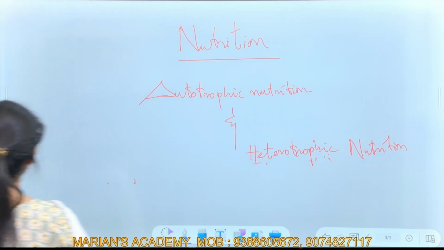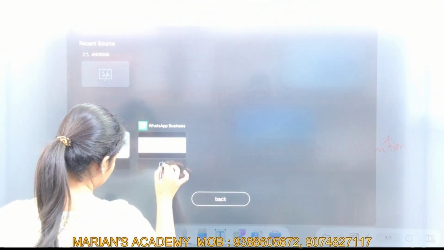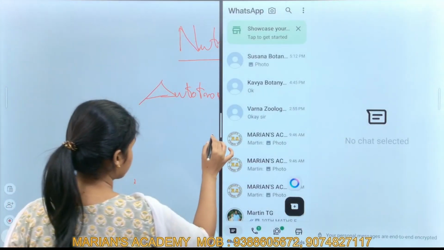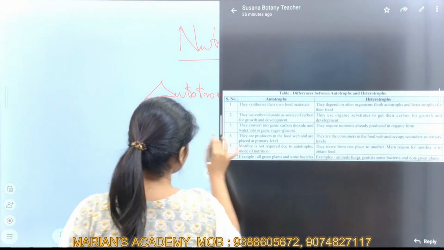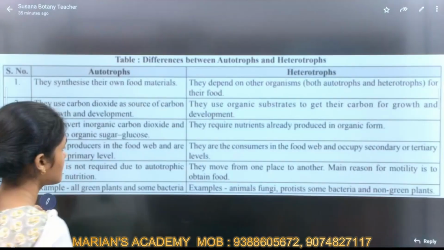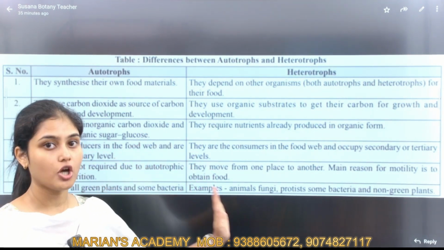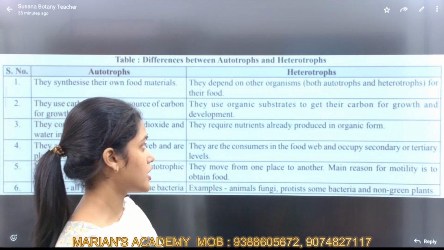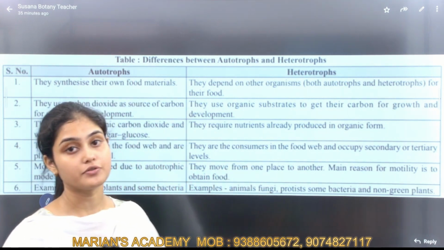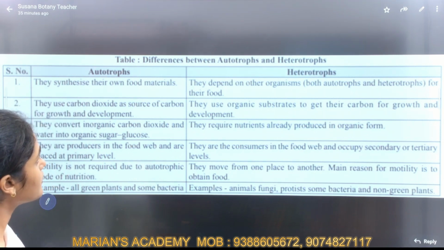I'll just show you the basic differentiation between them. See this difference between autotrophs and heterotrophs. The organisms which undergo autotrophic nutrition are called autotrophs, and the organisms which undergo heterotrophic nutrition we call heterotrophs. Here we have a table which shows the difference between autotrophs and heterotrophs.